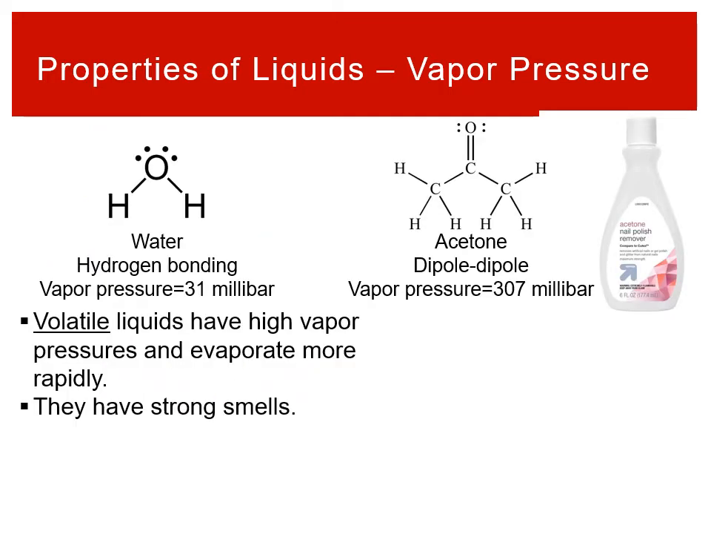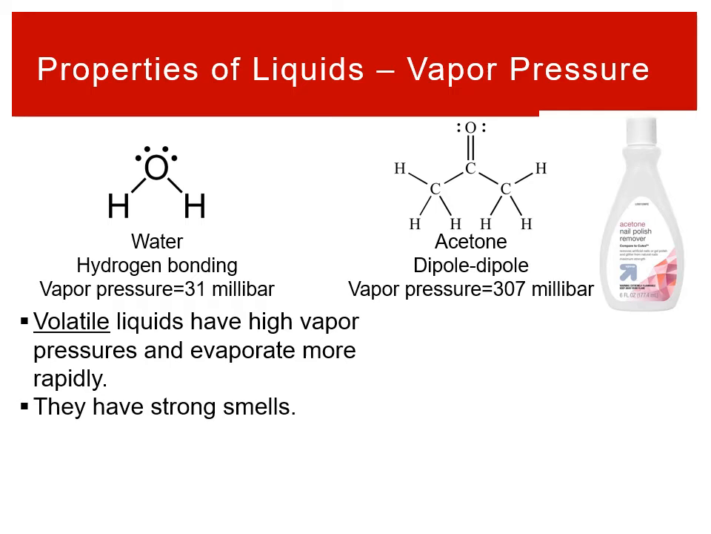So vapor pressure is one of the more common actual properties we think about. Water, we know, has hydrogen bonding. The vapor pressure of water is 31 millibar. That's really low. Normal pressure is about 1,000 millibar, about 1 bar. Acetone, which is nail polish remover, only has dipole-dipole interactions, and its vapor pressure is 307 millibar. So much higher vapor pressure, about 10 times larger.